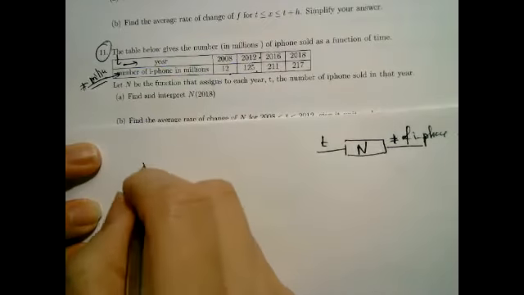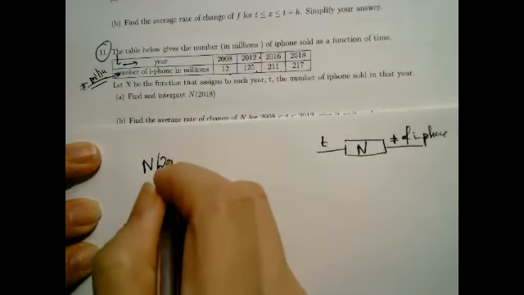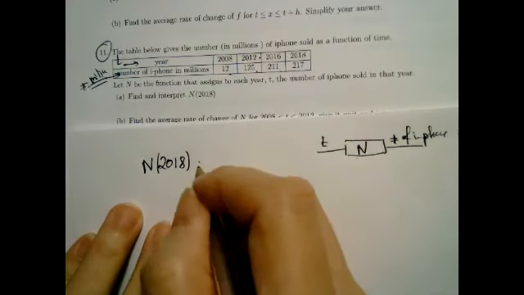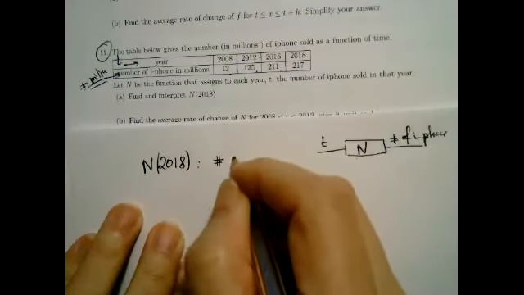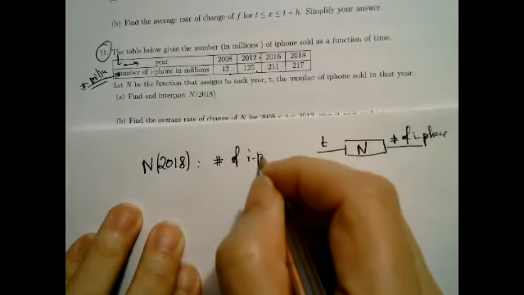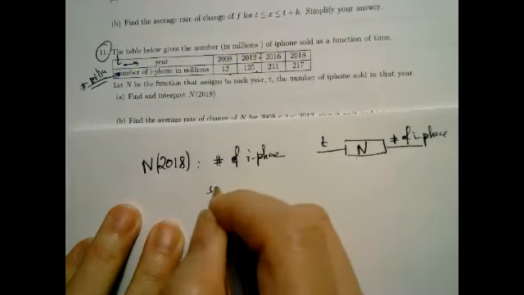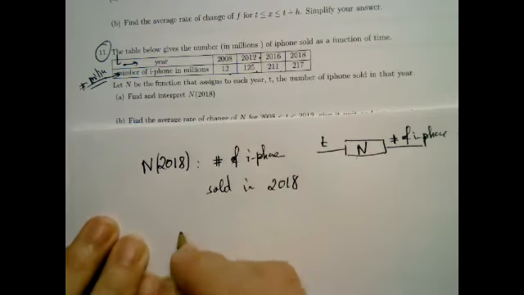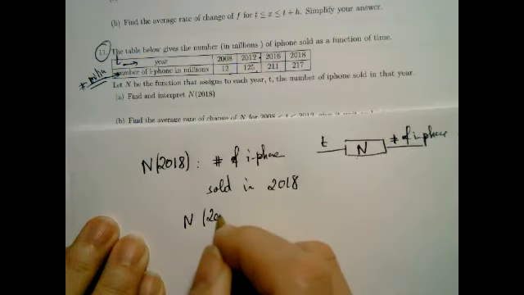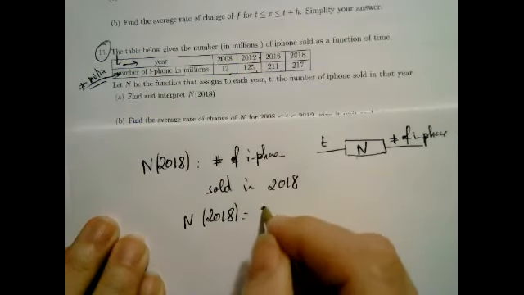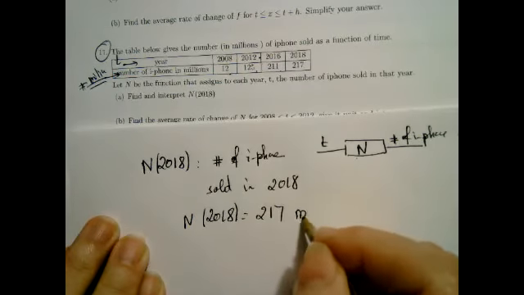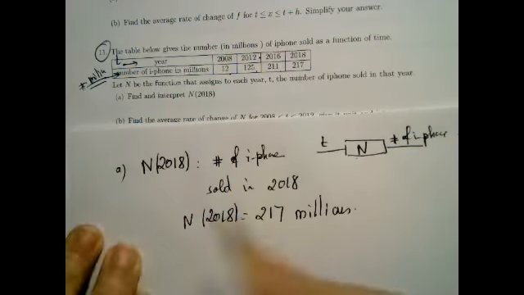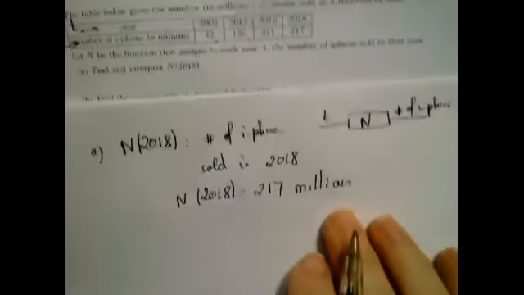Okay. So what does N of 2018 mean? N of 2018 is the number of iPhones sold in the year 2018. So, according to my table, this is 217 million. Okay. Now B, I don't have to do C, I'll do B.